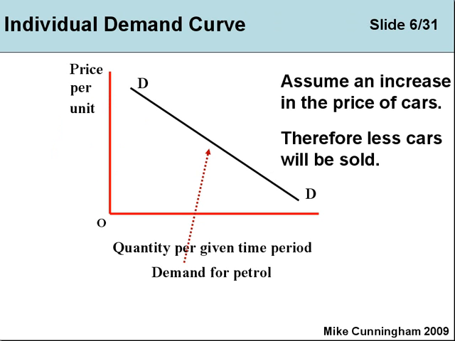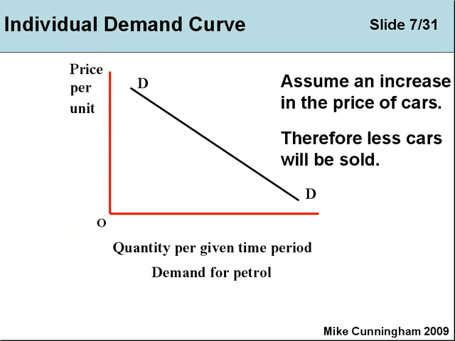So we'll say this is the demand for petrol. So this is our diagram, the demand for petrol. And we'll assume an increase in the price of cars, and therefore less cars will be sold. So we have our demand for petrol. And we'll assume an increase in the price of cars, therefore less cars will be sold. So there'll be less cars on the road, and this is our demand for petrol.